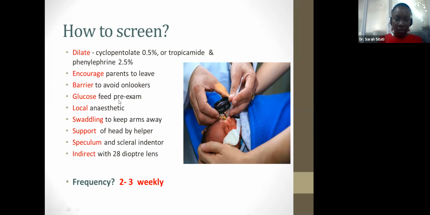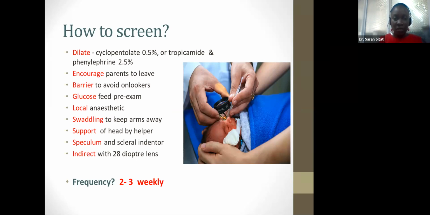Glucose or sucrose can be used to feed the baby pre-exam. This is just to soothe the baby, but this should only be done in consultation with the pediatrician. You don't want to destabilize the baby's glucose levels for an ROP exam. Please consult before you do this, but it has been found to act as a good soother and to help make your exam easier.